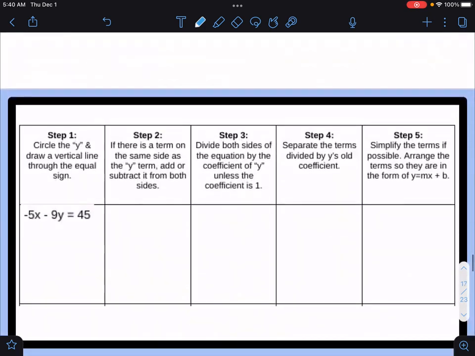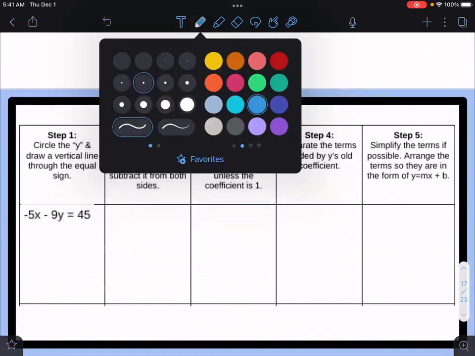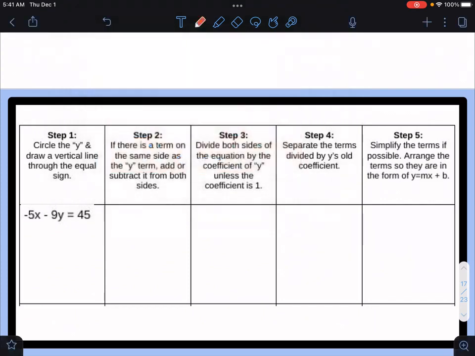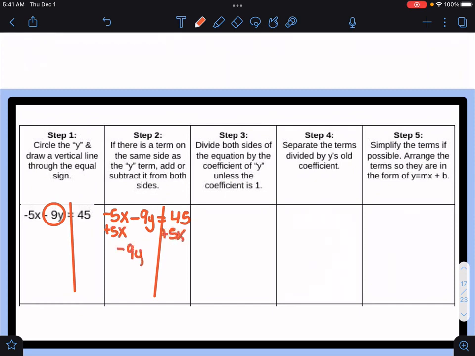Alright, you should actually pause the video and try this on your own. Let's just identify where our y is, and let's make sure we understand what one side is and what the other side is. Step 2, if there are terms on the same side, add or subtract that term to get the y to be the only thing. So I want to get rid of that negative 5x, so I'm going to add 5x. I'm going to add 5x. That would leave me with negative 9y is equal to. I cannot do 45 plus 5x because they are not like terms. I'm going to write my x first, so I'm going to write 5x plus 45.